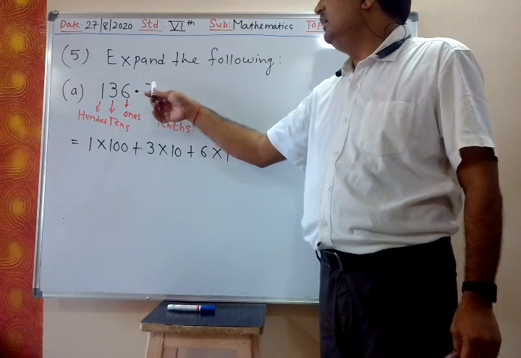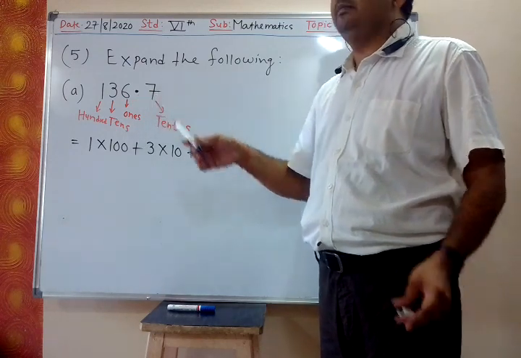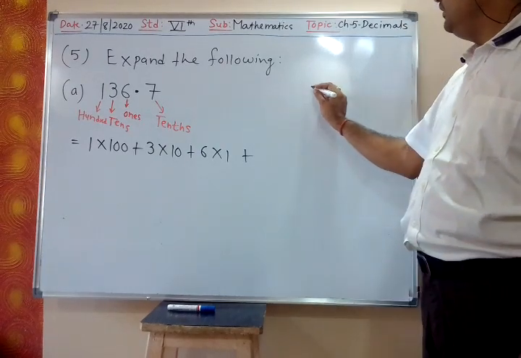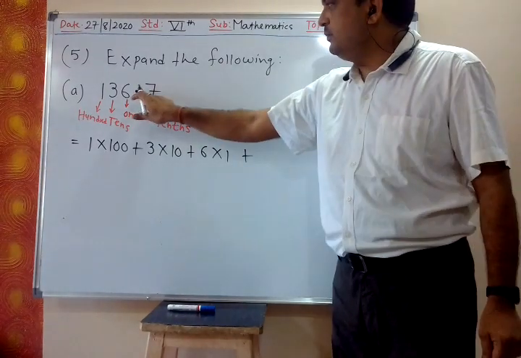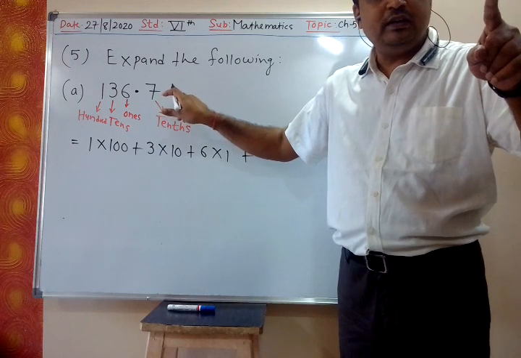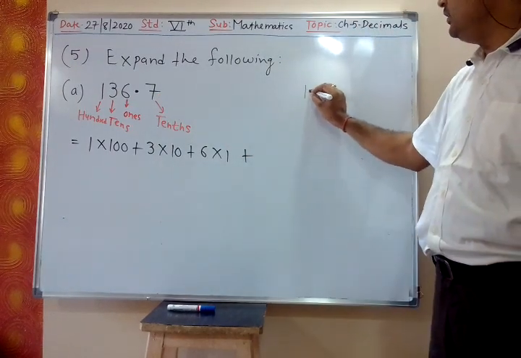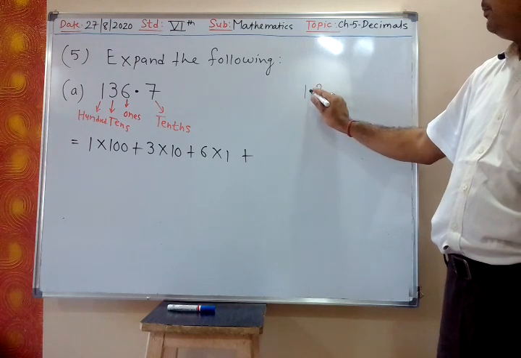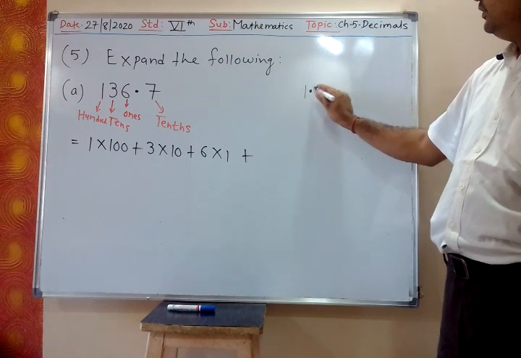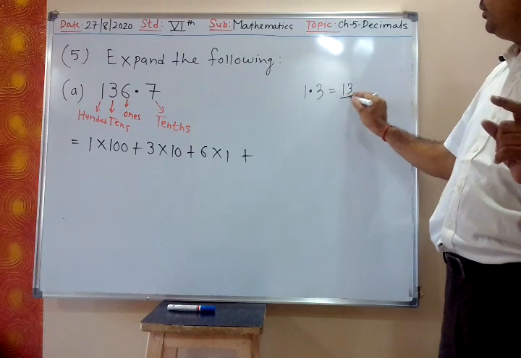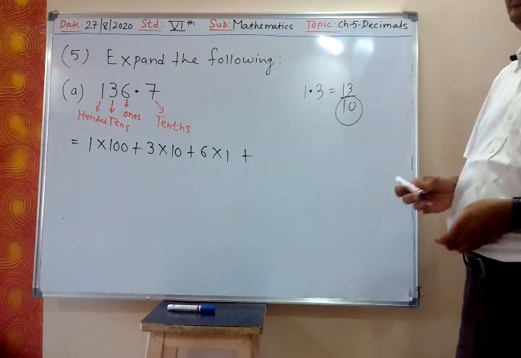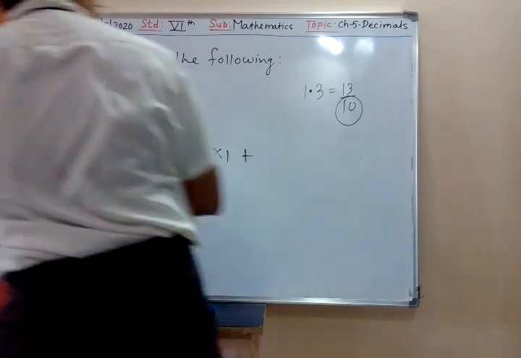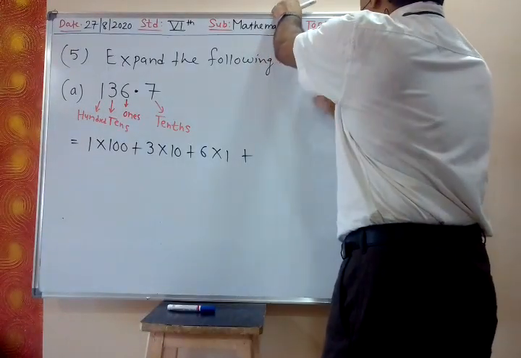After decimal, it will be the tenth position, because after decimal there is one digit. See here. If after decimal there is one digit, we divide by 10, yes? Suppose it is 1.3. After decimal there is one digit, so we write 13 upon 10. That is why after decimal, the first digit we write as tenths.